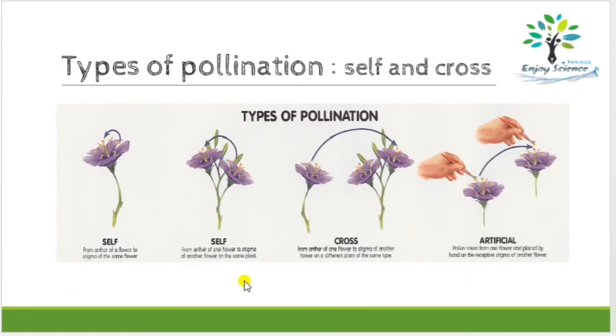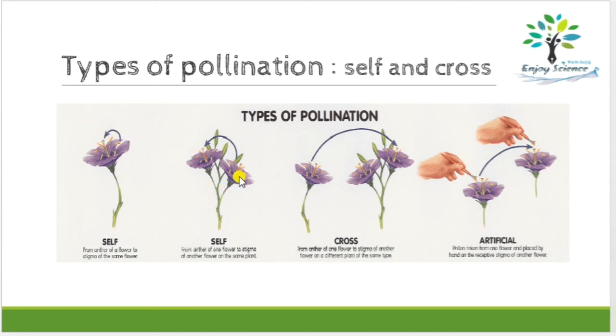Now let's see the different types of pollination. Basically there are three different types of pollination, that is self-pollination, cross-pollination and artificial pollination. In self-pollination there is a transfer of pollen grains from the anther to the stigma of the same flower or of a different flower of the same plant. In self-pollination there are again two different types. In type A you can see the transfer of pollen grains from the anther to the stigma of the same flower. This is type A.